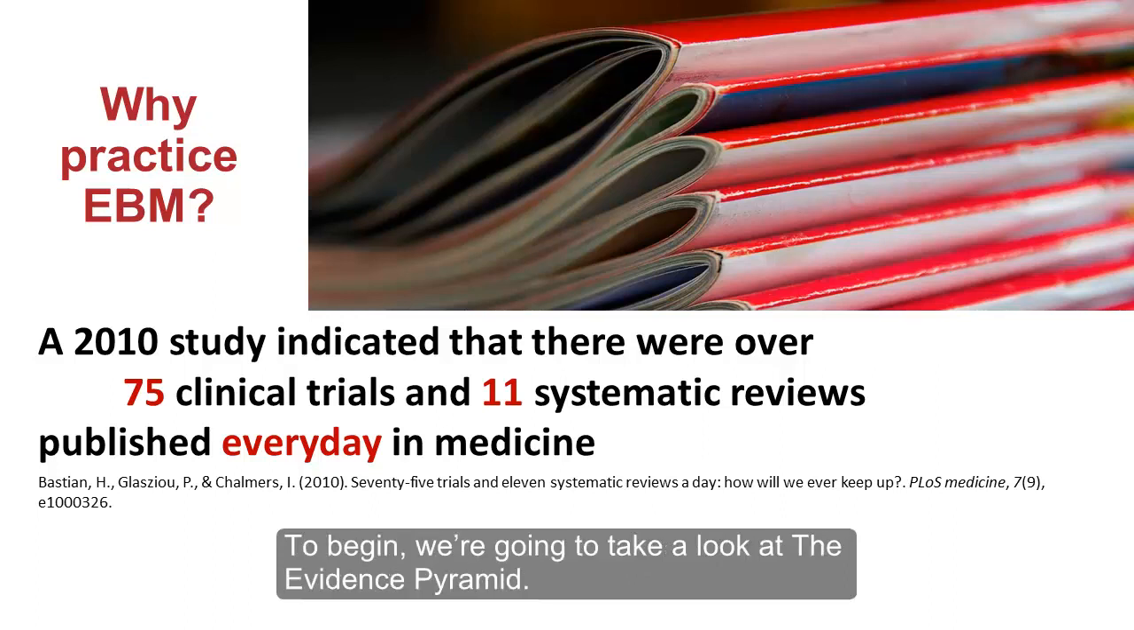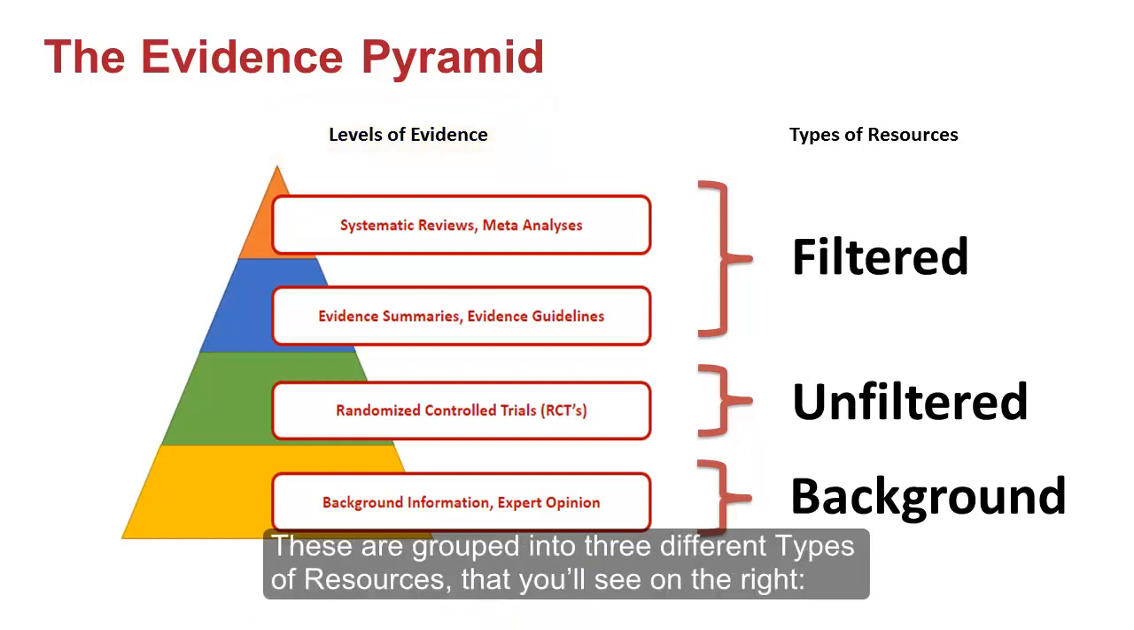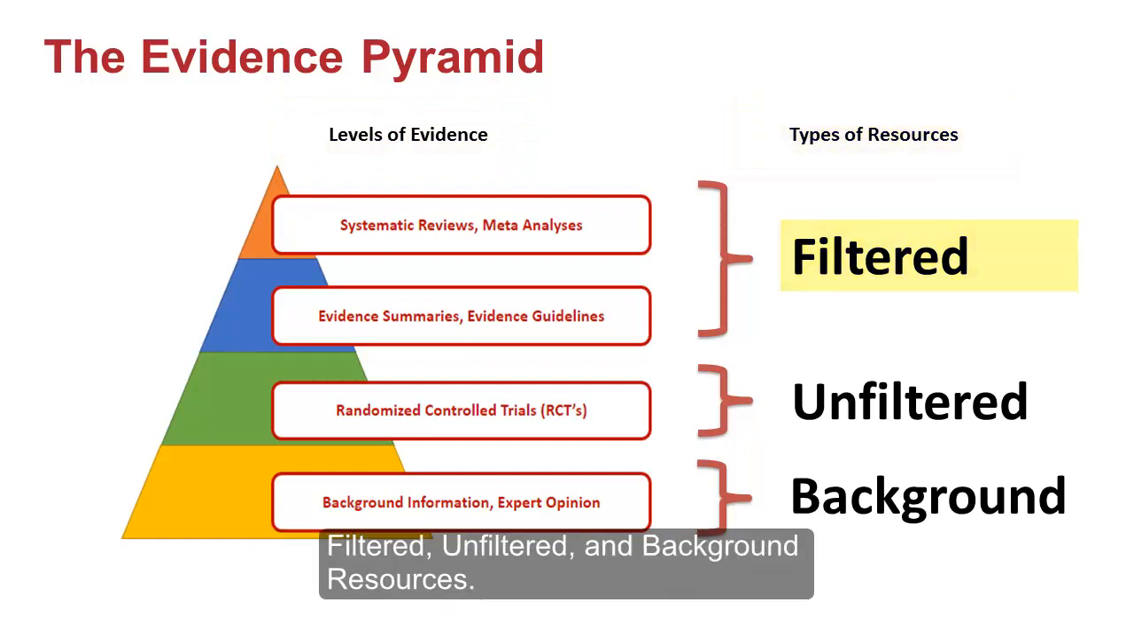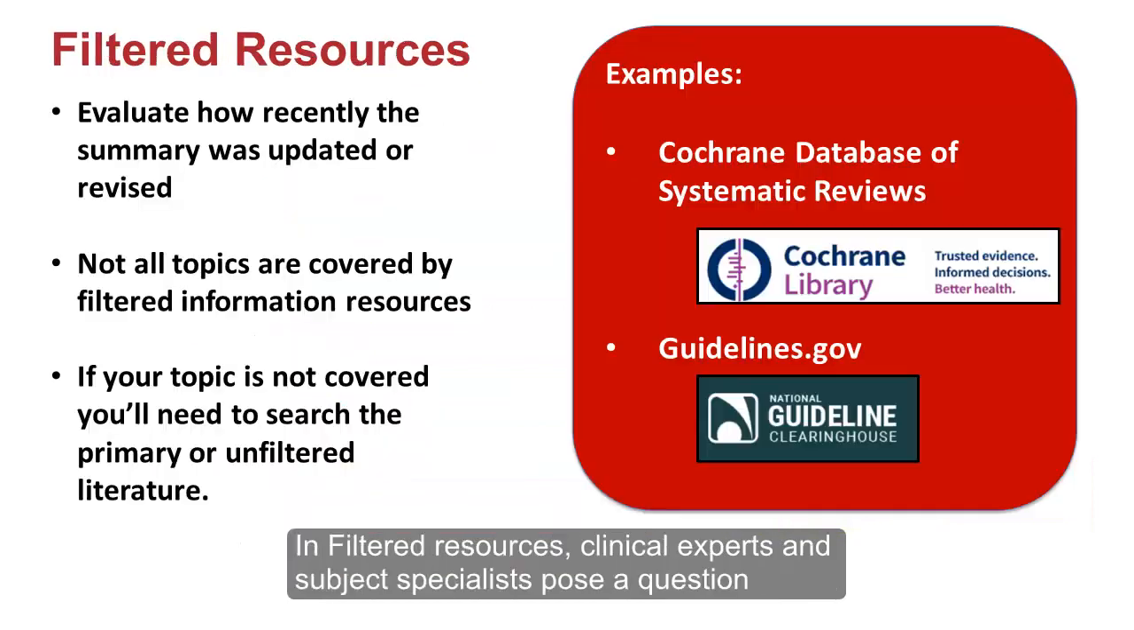To begin, we're going to take a look at the evidence pyramid. You may see an evidence pyramid with more levels, but today we'll address 4 levels of evidence. These are grouped into 3 different types of resources that you'll see on the right: filtered, unfiltered, and background resources. Now for a little more explanation on those.